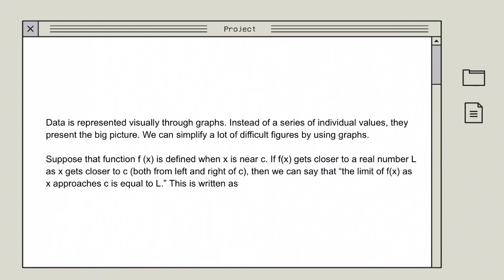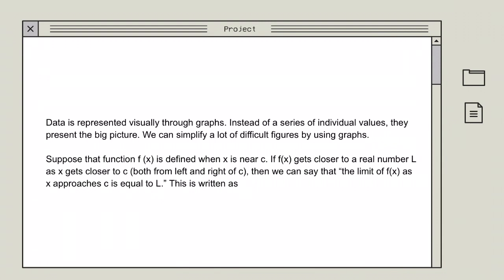So, how can we use a graph to find a function's limit? Data is represented visually through graphs. Instead of a series of individual values, they present the big picture. We can simplify a lot of difficult figures by using graphs.